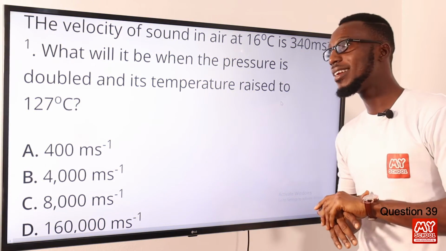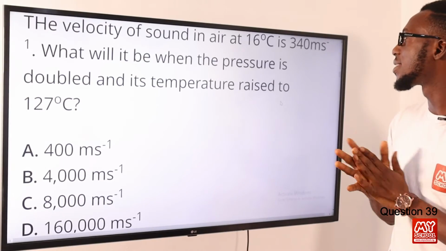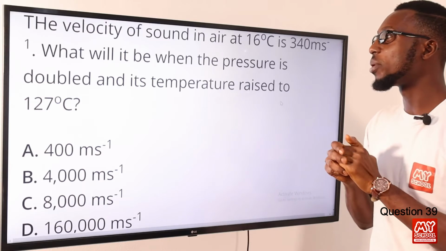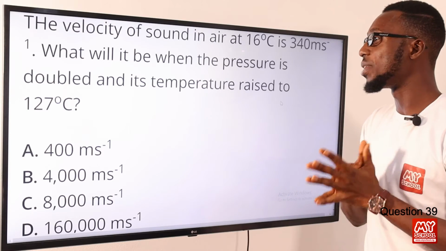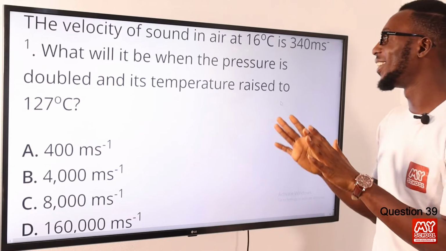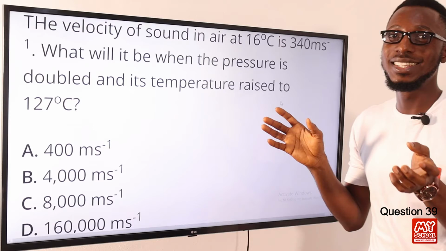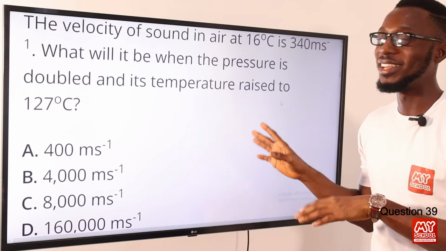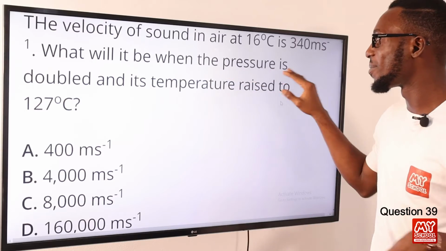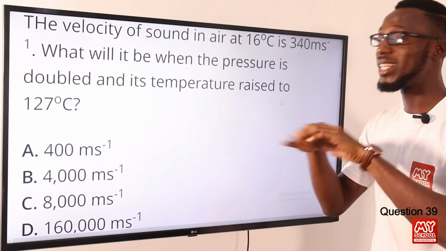Question 39. The velocity of sound in air at 16 degrees Celsius is 340 meters per second. What will it be when the pressure is doubled and its temperature raised to 127 degrees Celsius? I want us to know this: the pressure of the surrounding air does not affect the speed of sound in air. Even if it's tripled or whatever, it doesn't count, so whatever value is assigned to pressure here is unnecessary for us.